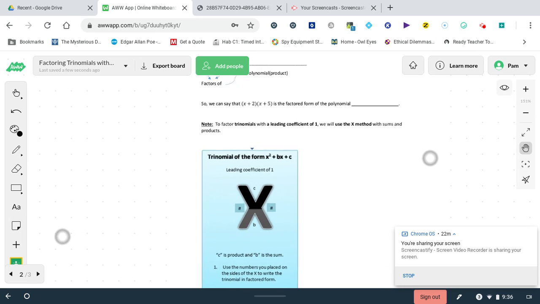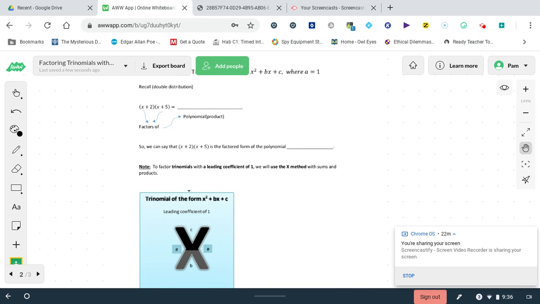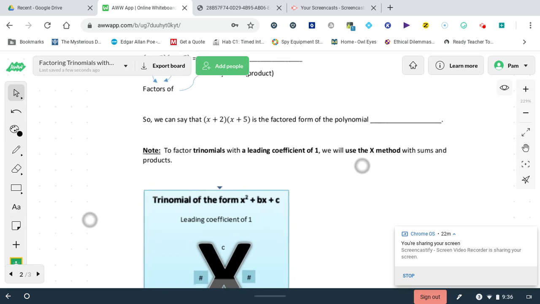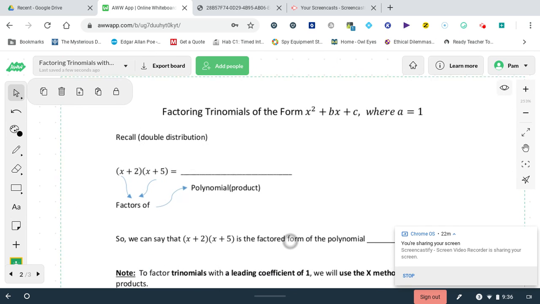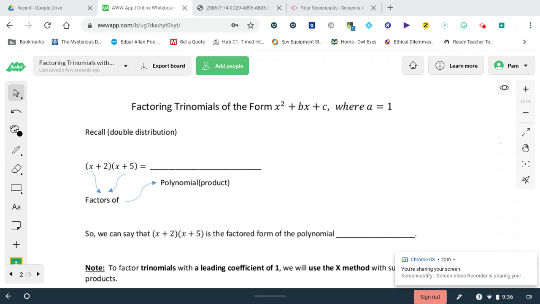Let me make this larger so you can see it. All right, so here we go. Now, factoring trinomials of this form should be really easy since we understand sum and product puzzles. All right, so with that being said, let's go ahead and get started on the notes.